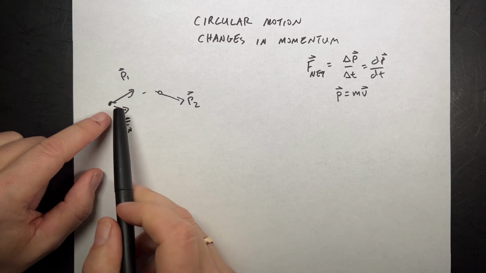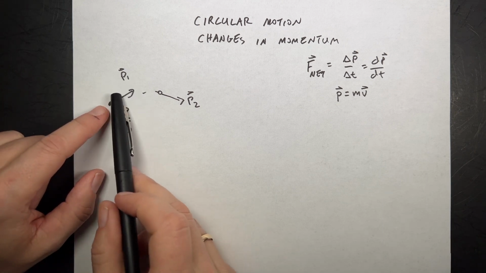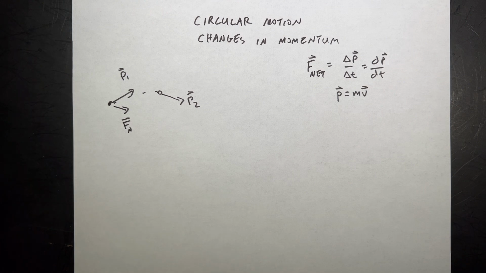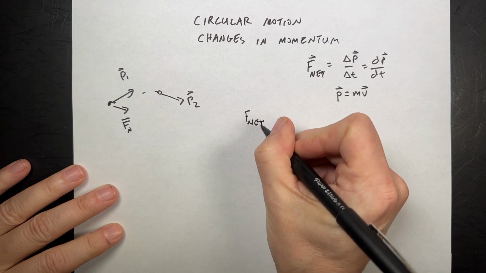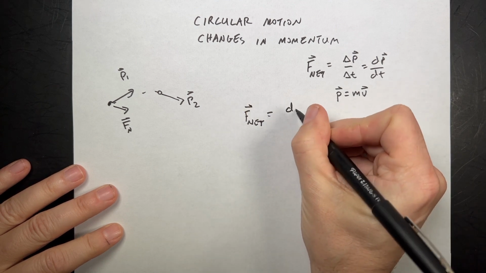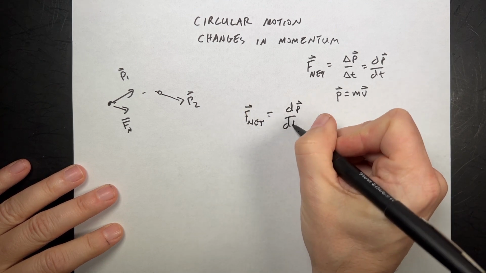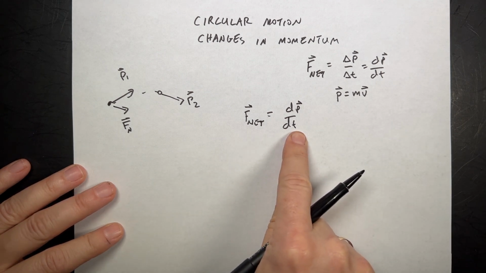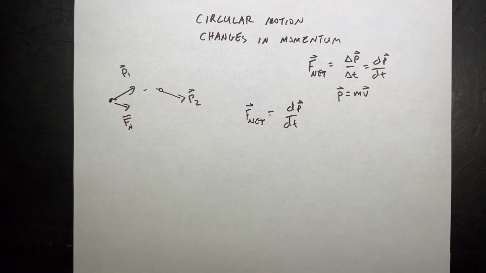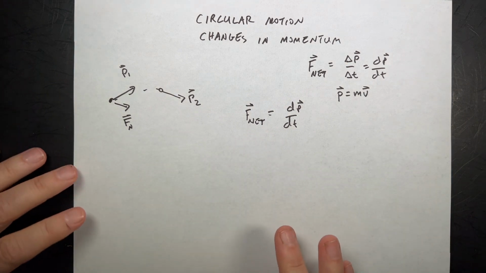then over some short time interval, if I know the initial momentum, I could find the final momentum. And that's all fine and dandy. But what if I want to go the other way? What if instead, let's write it like this: F net equals the derivative of the momentum. What if I know something about the change in momentum and I want to find something about the force? That's a little bit more difficult.